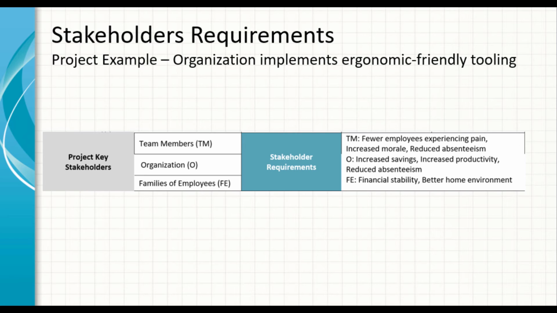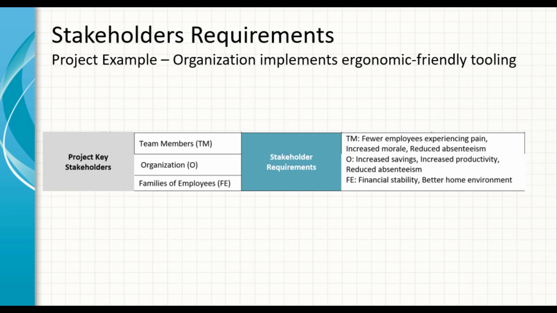Now on to the organization. The organization has three main requirements. First, increased savings. This is due to fewer injuries, more productive and sustainable employees, fewer workers' compensation claims, etc. Second, increased productivity. Ergonomic improvements can reduce the primary risk factors for soft tissue injuries, so workers are more efficient, productive, have better job satisfaction, etc. And lastly, reduced absenteeism. As previously stated above, ergonomics leads to healthy, pain-free workers who are more likely to be engaged and productive, thus benefiting the organization.